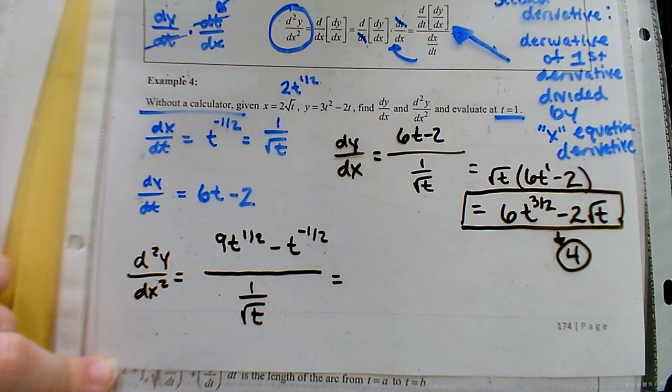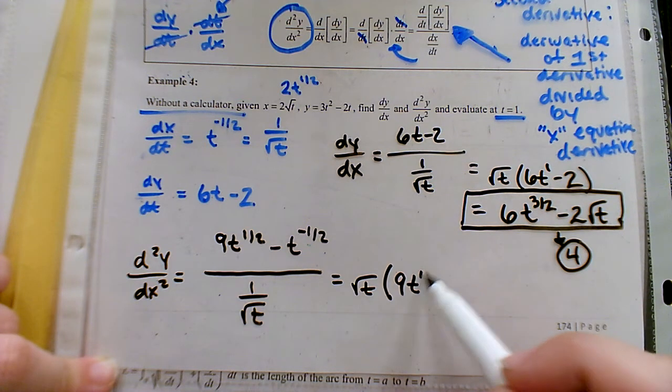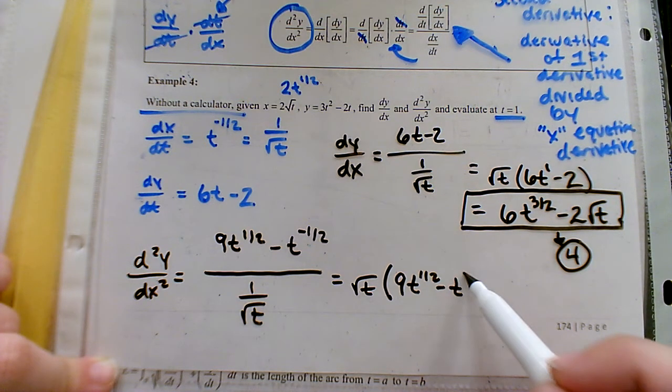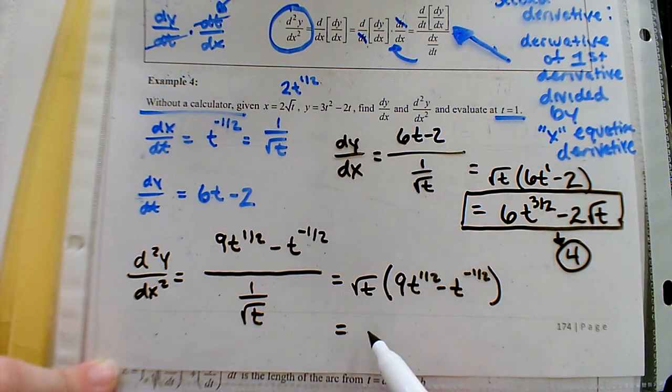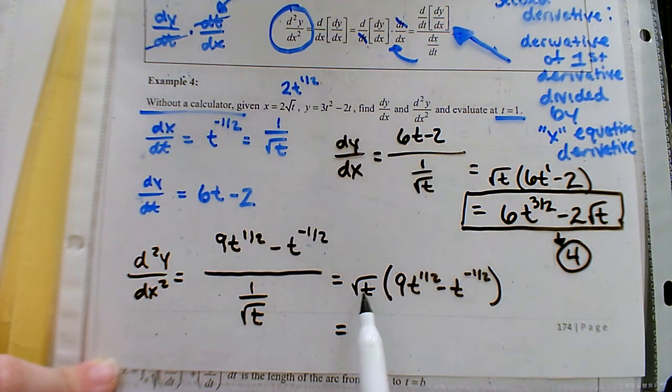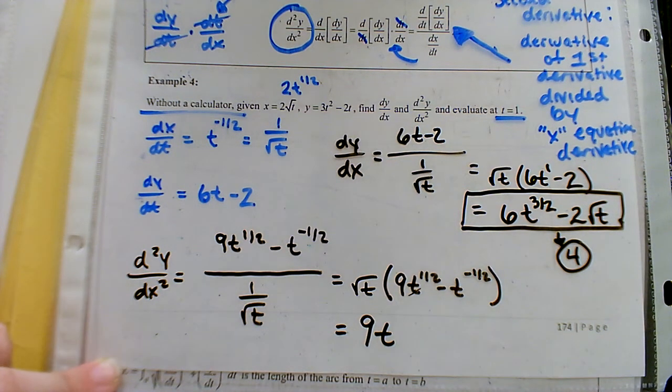Again, maybe we can clean that up a little bit. Instead of dividing by a fraction, you can multiply by the reciprocal. And maybe we want to distribute in the square root of t. So a square root of t times another square root of t, okay, t to the 1/2 power, would just be t, because the square roots would go away.